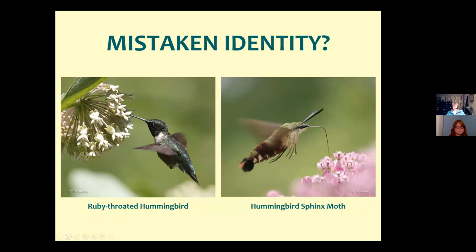Here's our little mistaken identity between our ruby-throated hummingbird and our hummingbird sphinx moth. I get a lot of questions about this. I'll get pictures, and they'll send me a hummingbird sphinx moth and say, look at this great hummingbird that I had on my flowers. So just take a look if you think it's a hummingbird. If it has antennae or it has 6 legs, it is not a hummingbird. If it's got a long tongue that sticks out and goes down like that, it's not a hummingbird, because a hummingbird has a little bill. But again, they can be close in size. They continually beat their wings, so it might be difficult to see their wings, but look for the legs, look for the antennae, and that will help you determine.